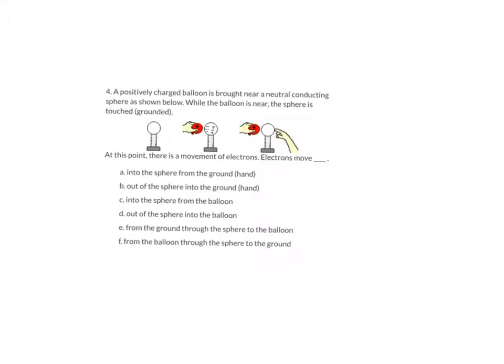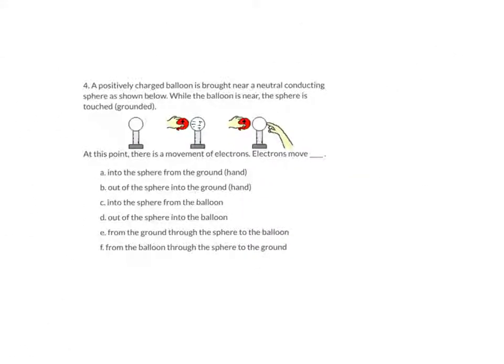So now when I bring my finger close to this, I'm going to get grounding, but the electrons are going to come from my hand. So electrons are going to move into the sphere from my hand or from the ground. So they're going to move this way. So the right answer is A for this one.